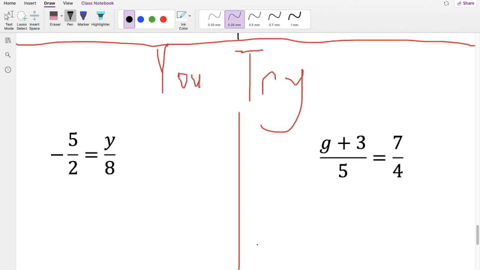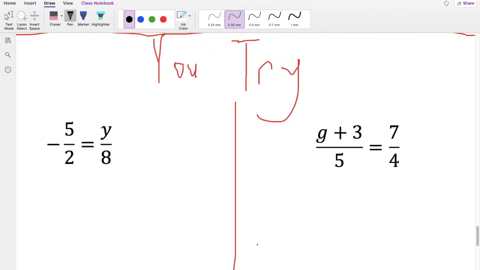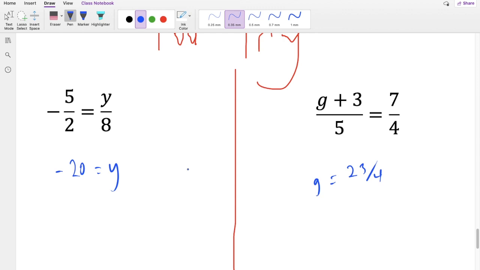So I have two you-tries for you to try out. You have -5/2 equals y over 8, and you have the quantity g plus 3 over 5 equals 7/4. Pause the video and try them out. On the first one, you would have gotten y equals -20. And on the second one, you would have gotten g equals 23/4.